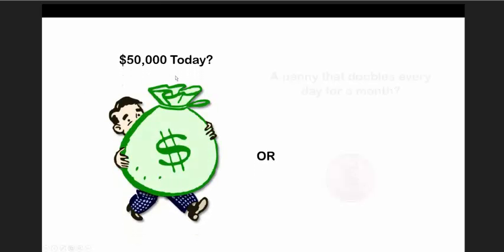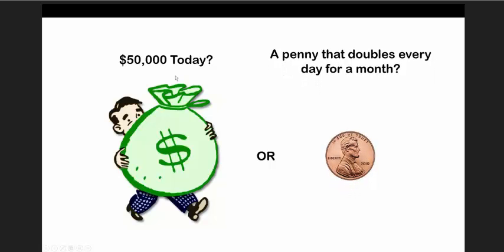So here we go. The one question I have for you, and this is going to tell me whether or not you know anything about investing: if you had 50 grand right now, or a penny that doubles every day for a month, which would you take? How many, with a show of hands, would take the 50 grand? Choose wisely. How many with a show of hands would take that penny? Okay, let's check it out.